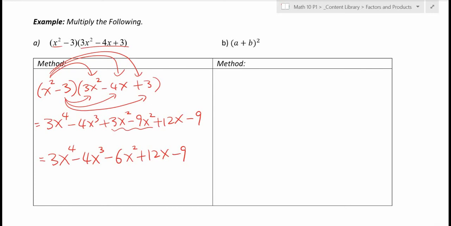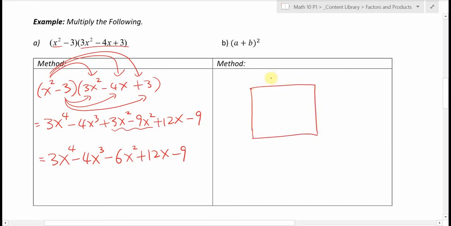Okay. For the second example, (a plus b) squared, I will use the rectangle method or the area method. Now this one is actually just a perfect square, right? Because it's a plus b and also a plus b. So this is actually a square, because both sides have the same measurement.